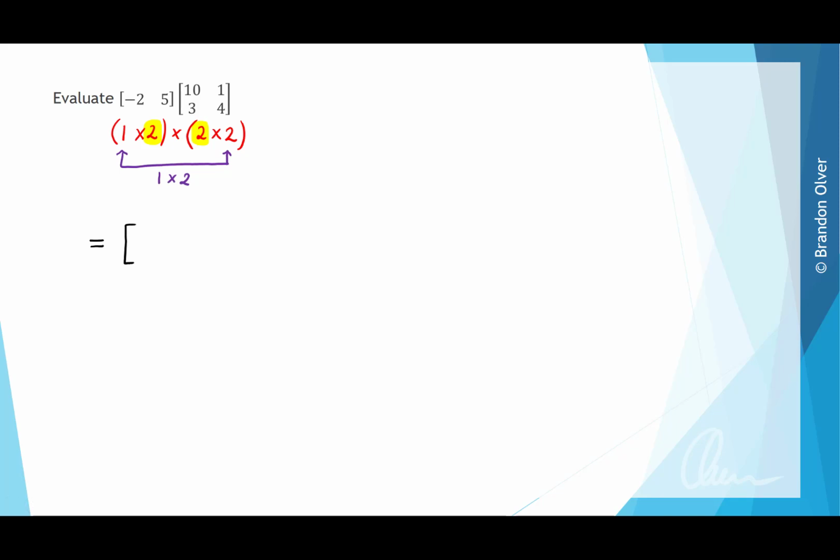Our job now is to find the result of this matrix multiplication. The first thing we do is take the first row of our first matrix, which is -2 and 5, and we multiply the -2 by 10 and the 5 times the 3. So the first entry will be -2 times 10 plus 5 times 3. We then repeat that to get our next entry. Our next entry is going to be -2 times 1 plus 5 times 4.